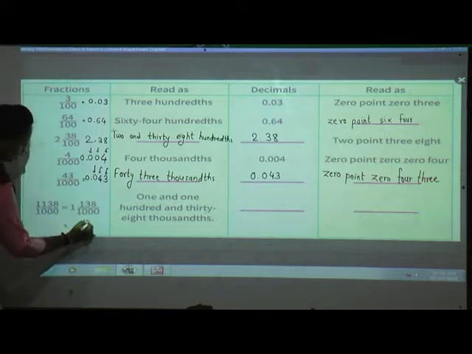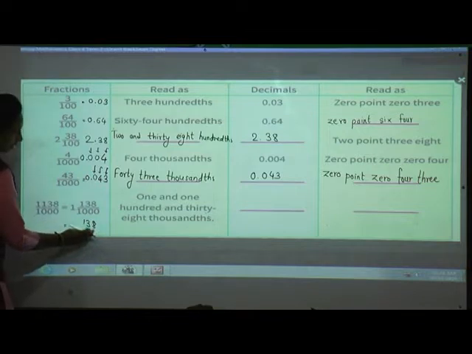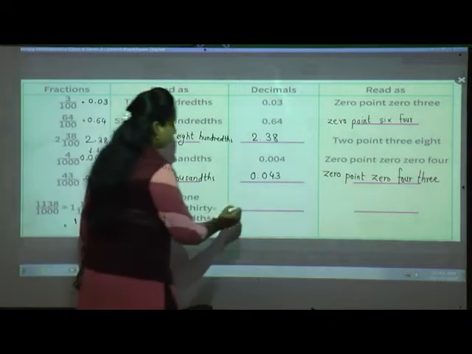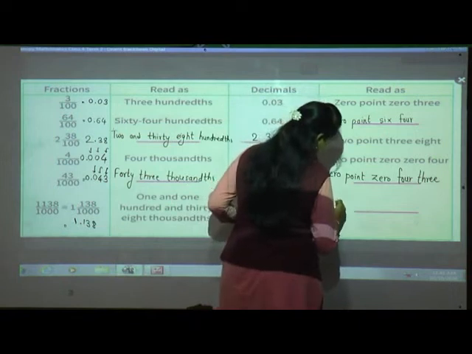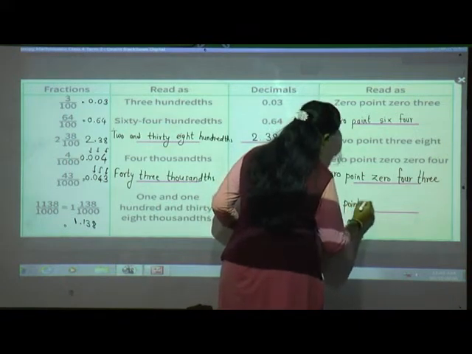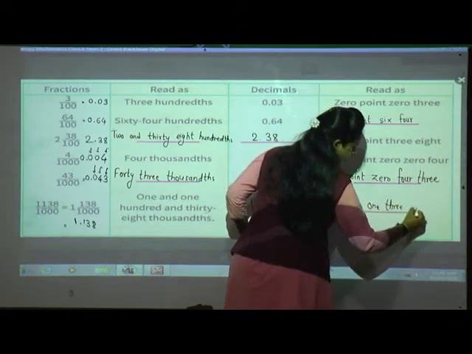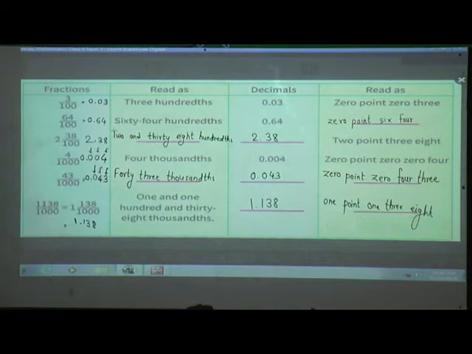So first write the numerator as it is, and 1 is followed by 3 zeros. So give the decimal point after 3 digits: 1, 2, 3. Then give the decimal and write the whole number as it is. So this is what? 1.138. So write the same here, 1.138. Understood? Clear till here? Very good.